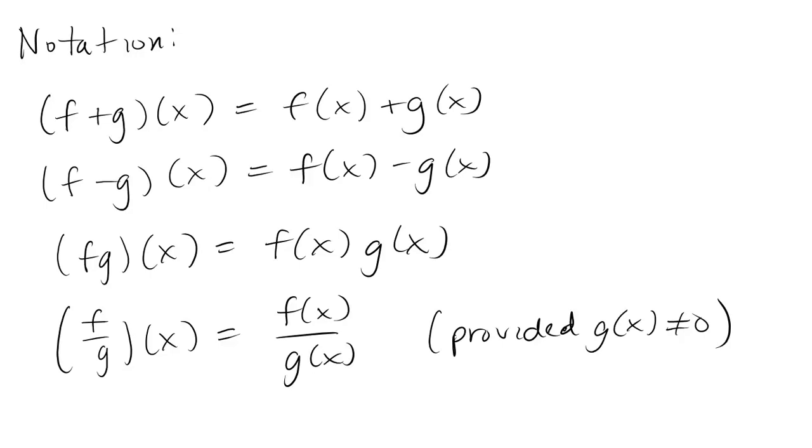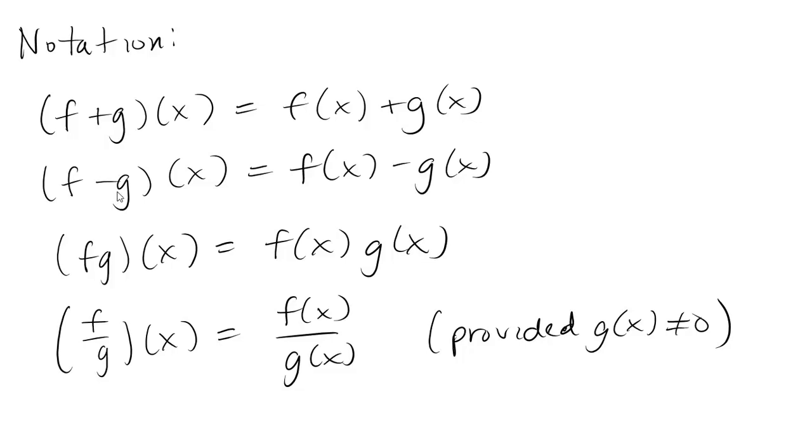For example, if you want to add two functions, f of x and g of x, there's a slightly more compact way to write that. You can write f plus g, the sum of the names of the two functions, in the first set of parentheses, and then the input variable afterwards. So f plus g of x means f of x plus g of x. And we can do that with the other three standard operations as well.